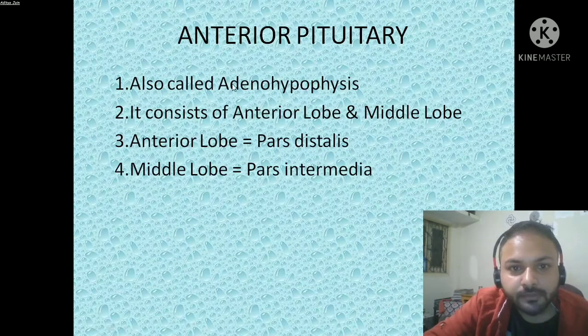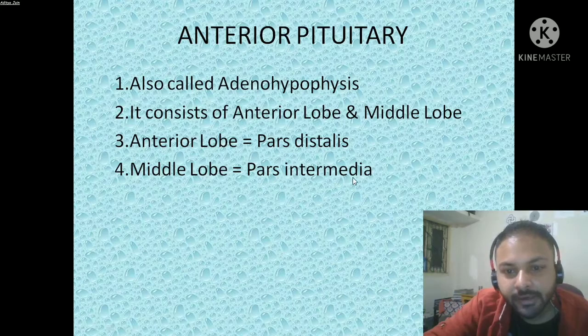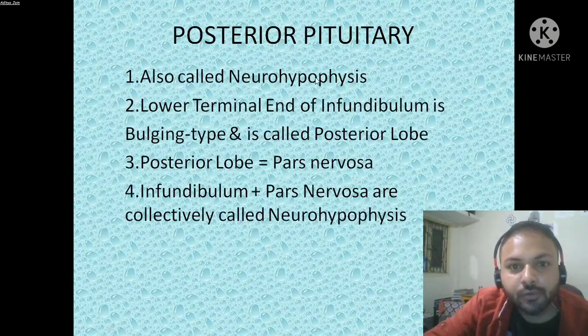The anterior pituitary, also known as adenohypophysis, has an anterior lobe and a middle lobe. The anterior lobe is known as pars distalis and the middle lobe is known as pars intermedia. The posterior pituitary is also known as neurohypophysis and it consists of the infundibulum and the posterior lobe. The posterior lobe is known as pars nervosa.